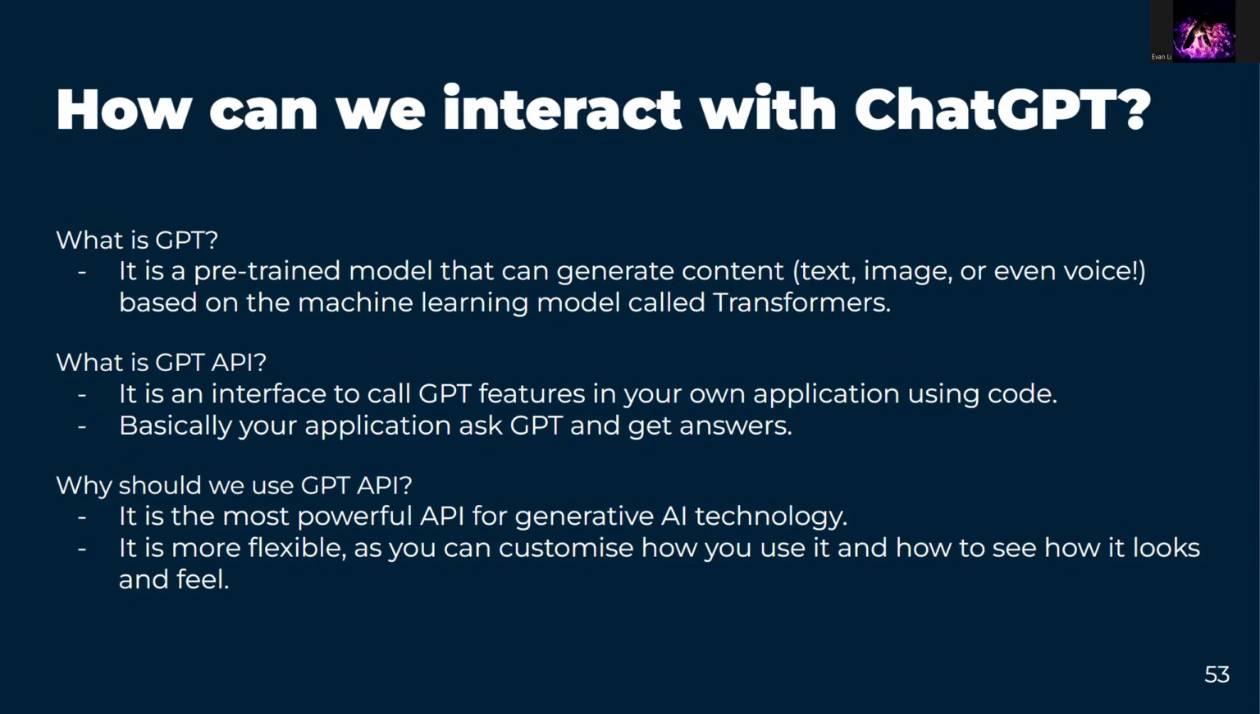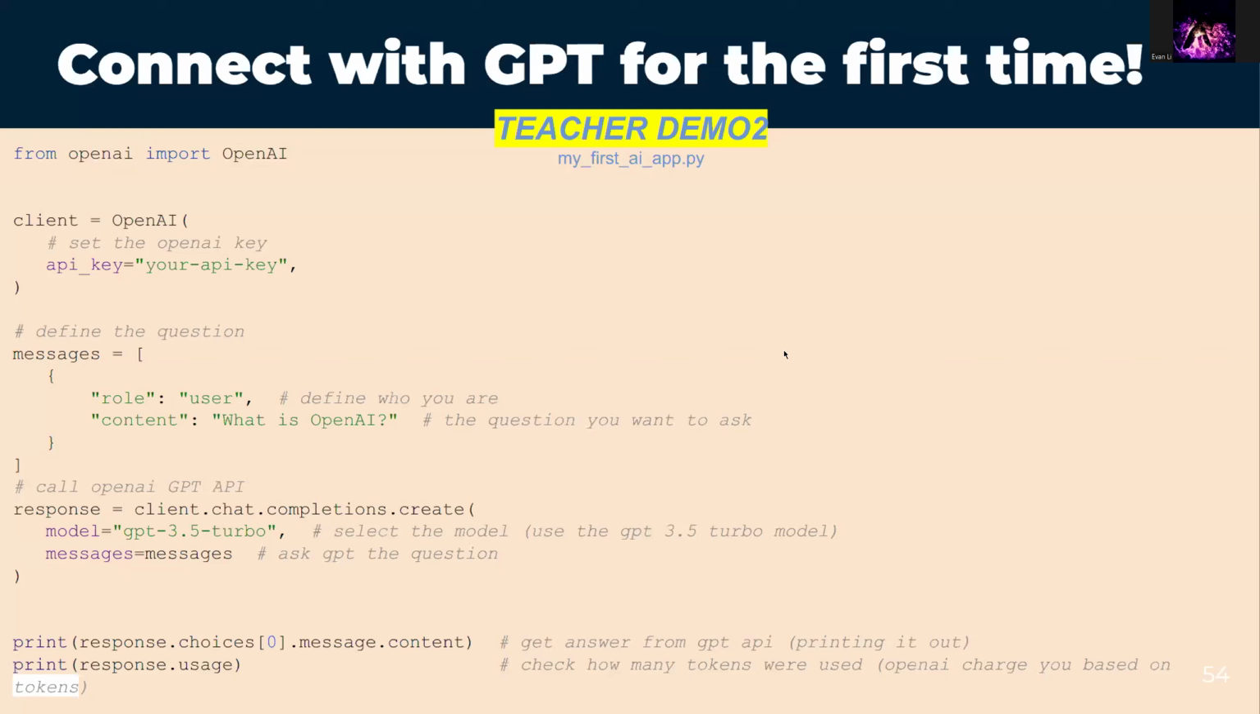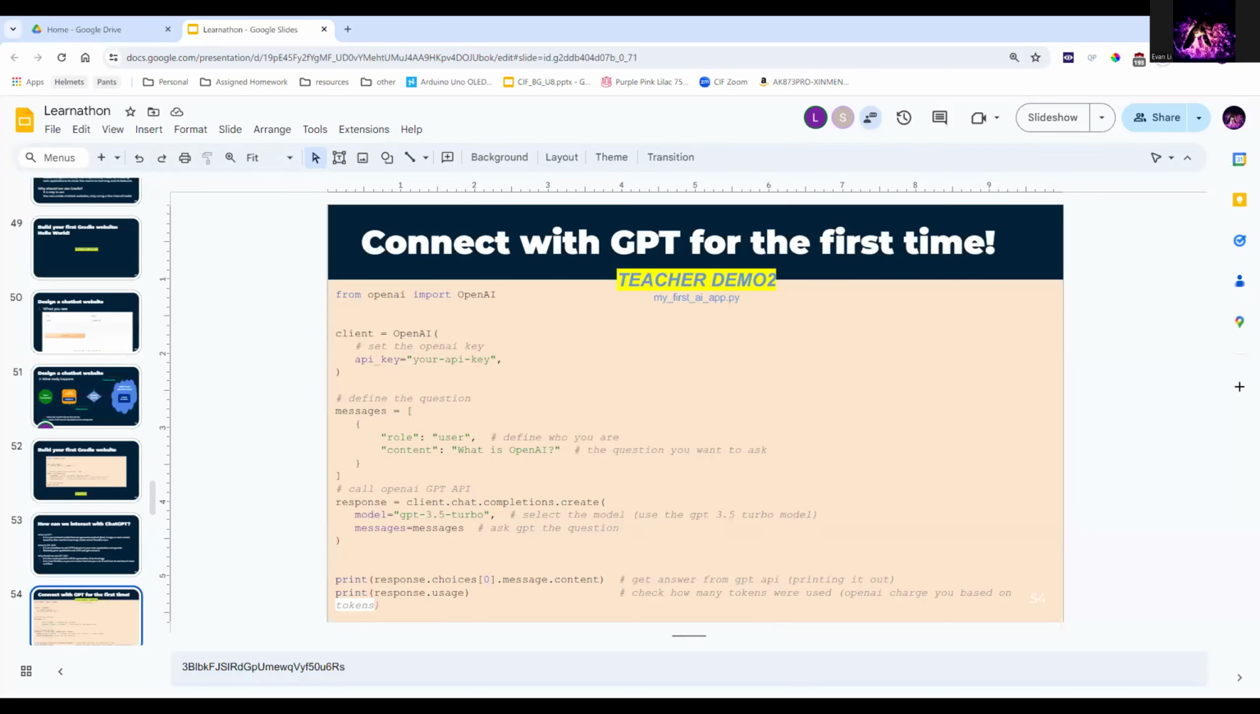Why should we use GPT API? Well, it's the most powerful API for generative AI technology, and it's more flexible, as you can customize how you use it and how it looks and feels. So basically, it's one of the most flexible and powerful APIs for generative AI technology. So now let's actually connect with GPT for the first time, and we're going to be creating our first GPT program. So let me show you what it's going to look like.